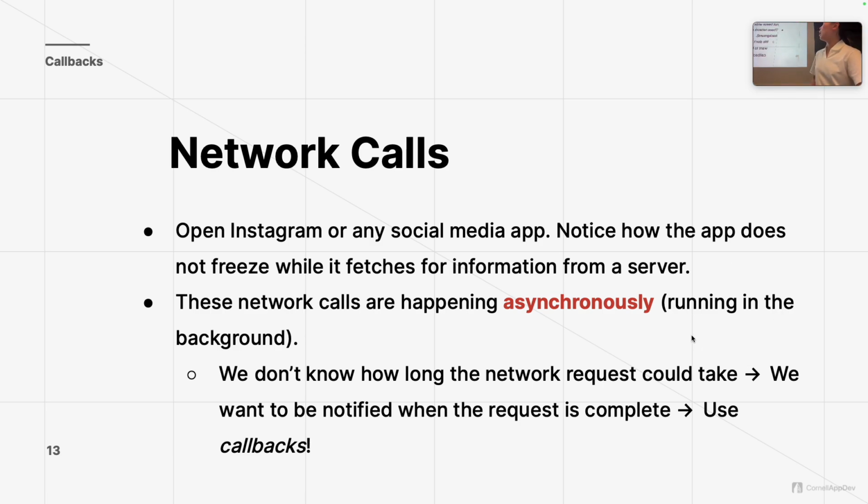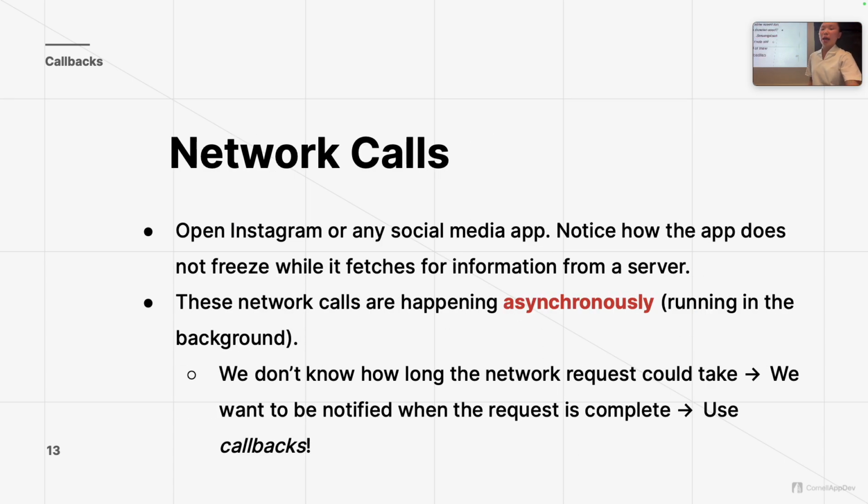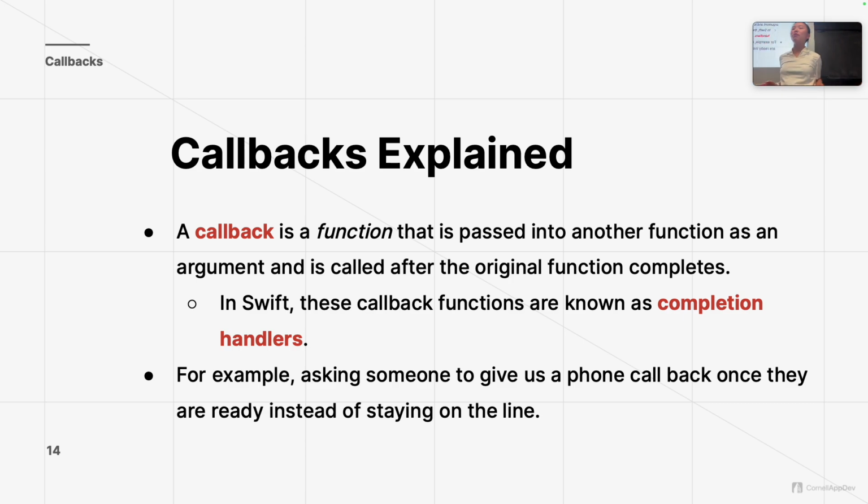And this is why we use callbacks. It's going to seem a little vague right now, but it'll make more sense once I give a more anecdotal approach. So more technically, a callback is a function that's passed into another function as an argument. So let's call this the original function, and let's call this one the callback. And this callback function is called after the original function completes.